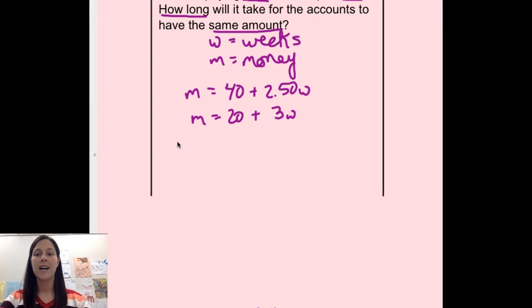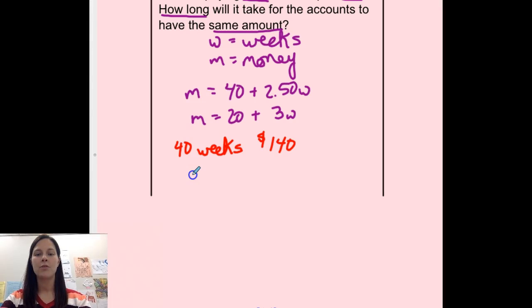Our question was how long? Well, we made weeks our independent variable, our input, so that would be the x-coordinate of the graph. So it looks like it will take 40 weeks for the money in the account to be the same, and that they would each have $140. Let's check to see if this solution is accurate.